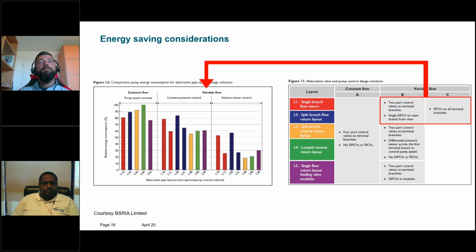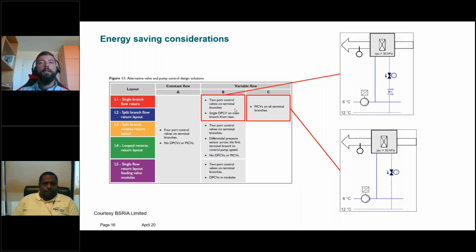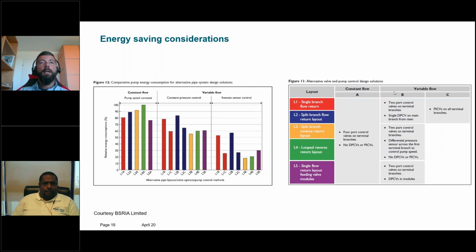Okay, it's there. So you can see already that the constant flow option is the worst case, right? Compared with PSEV, in a constant pressure control you go from 80 to 60, so you save 30%. But if you go with remote sensor control, you go from 80 down to 25. Such an energy saving results probably in the same payback time as shown before by Jörg with the intelligent valve, less than a year, I would say.